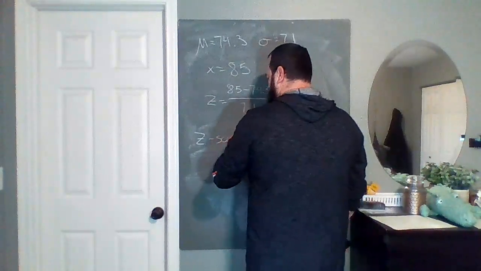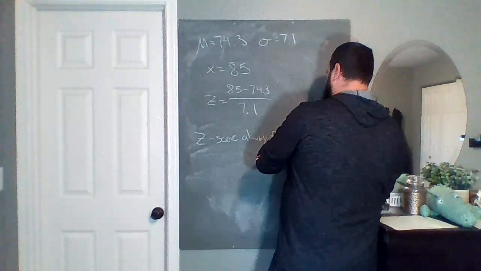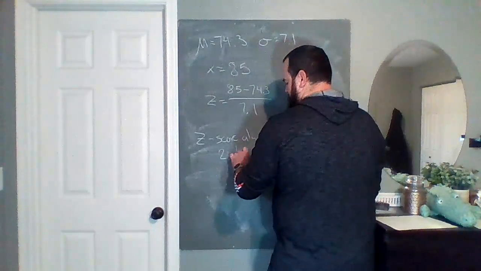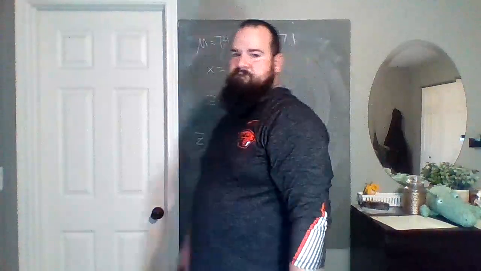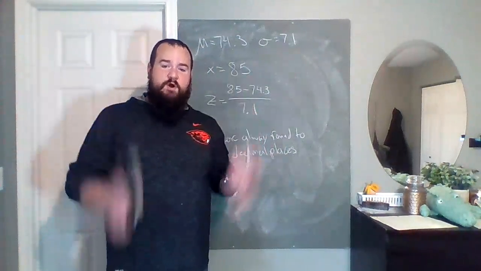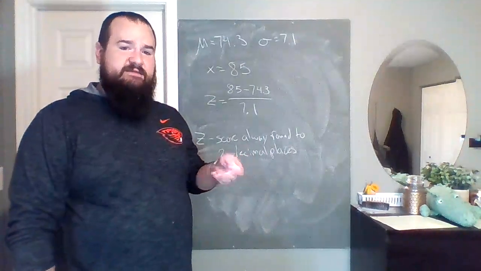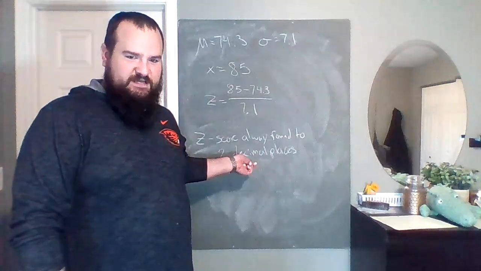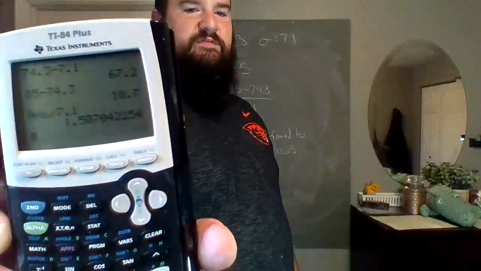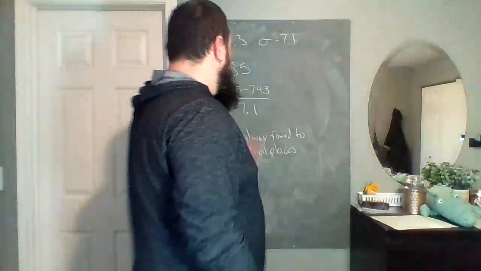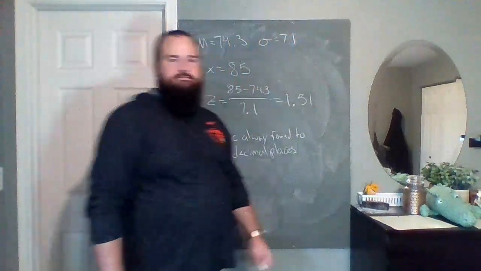Z-scores are always rounded to 2 decimal places. It doesn't matter what the data is. If you remember when I talked about the general rounding rule, I said unless otherwise specified, you round one more than the data. You have now been otherwise specified for z-scores. Since our z-score for this was 1.507, this is going to be 1.51. And there you have it.